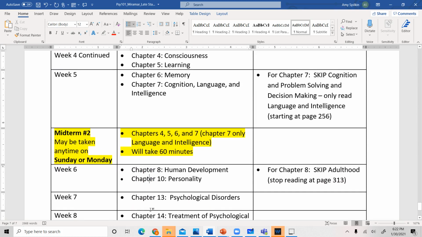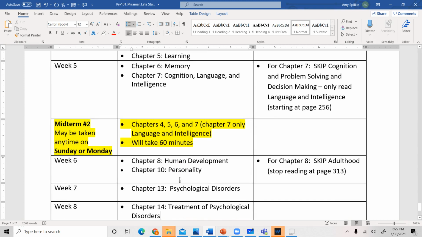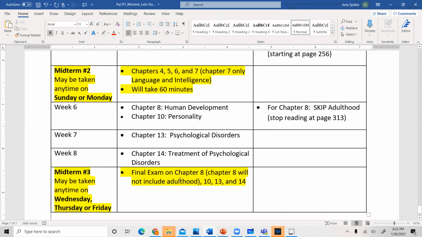Week 6, we've got Chapter 8, Human Development, and you're going to skip Adulthood, and Chapter 10, Personality. Week 7, we're going to do Psychological Disorders. Week 8, Treatment of Psychological Disorders, and then our final exam, not cumulative, on Chapters 8, 10, 13, and 14. And you can take that exam on Wednesday, Thursday, or Friday of the last week of class.